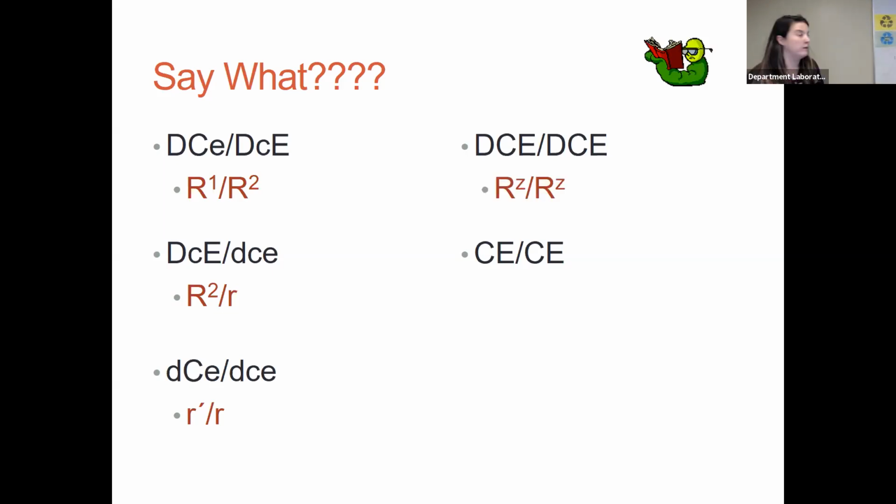And then the last one, we have the D antigen absent from both alleles. Then we have C and E, big C, big E being expressed.